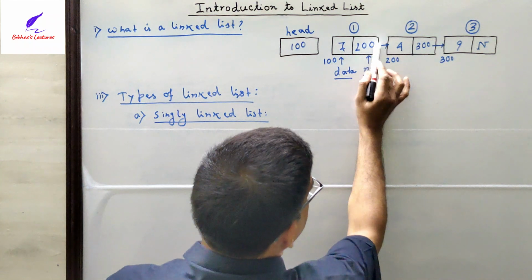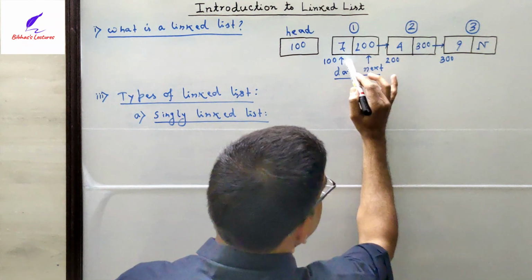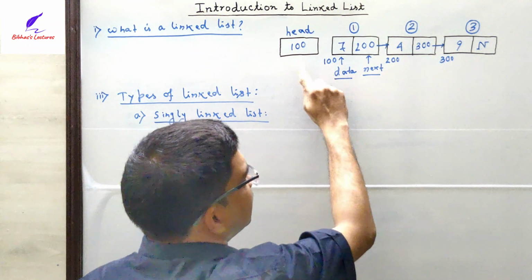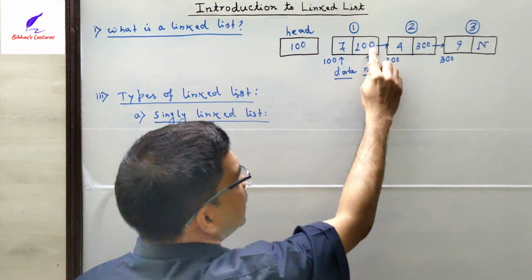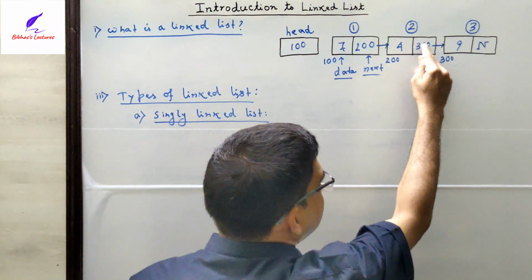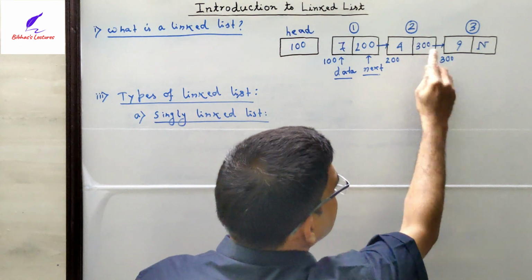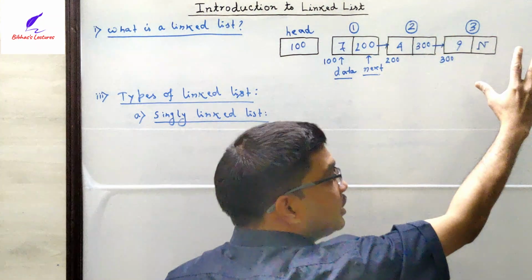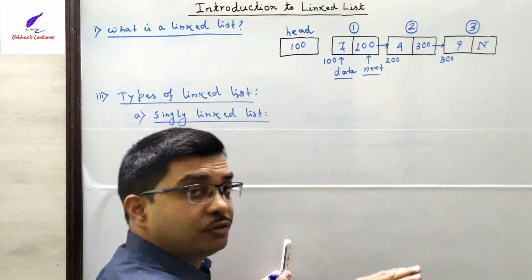So each and every node is containing a single pointer, that means a single address, and that is the address of the next node. Okay, so this is the first node, 100. The 100 next part is containing the second node address, that is 200. The 200 next part is containing the address of the third node, and the third node next part is containing null, that means after the third node no node is there, that's why it is null. So this is the last node of the list.